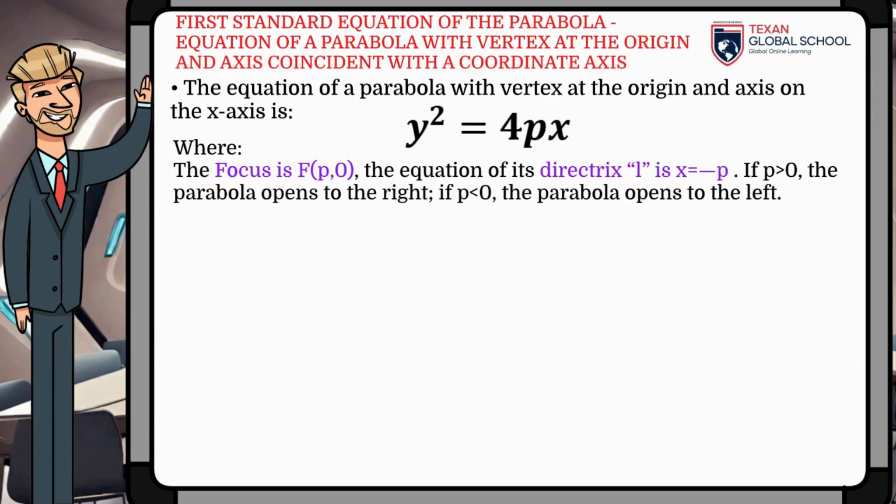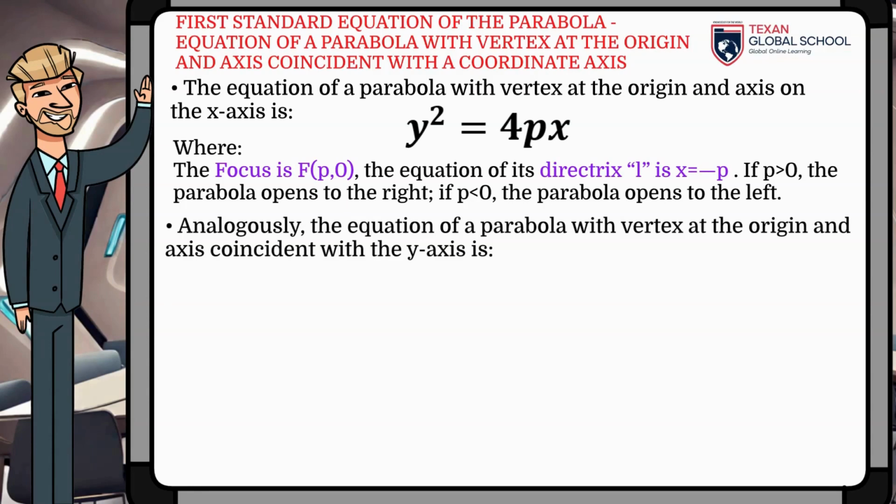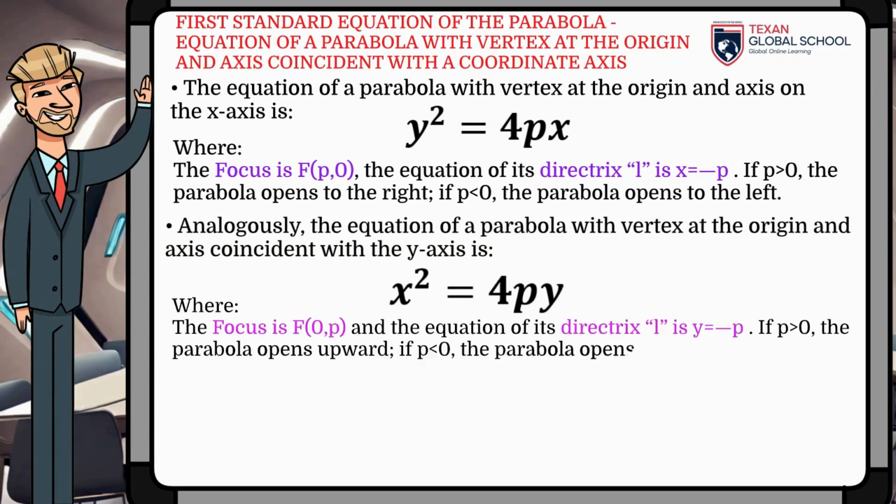Where the focus is the point F with coordinates p, 0 and the equation of its directrix is x equal to negative p. If p is greater than 0, the parabola opens to the right, and if it is less than 0, the parabola opens to the left. Analogously, the equation of a parabola with vertex at the origin and axis on the y-axis is x squared equal to 4 times p, y.